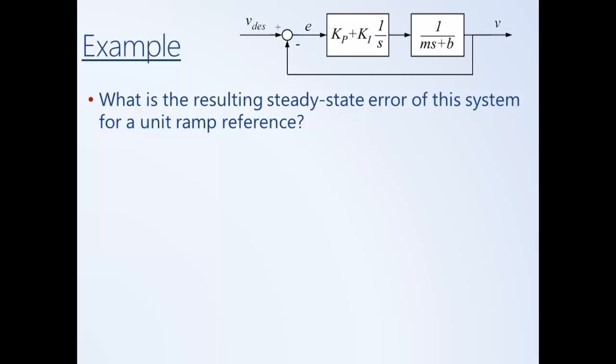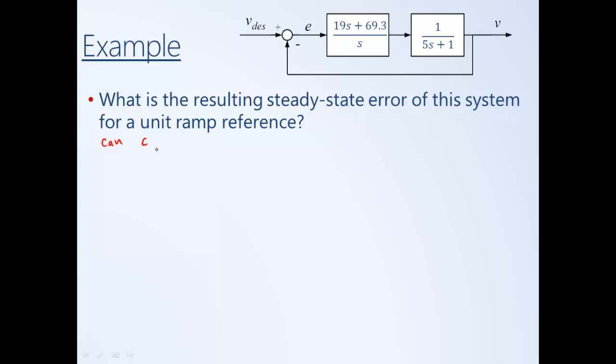So far we've discussed the effect of Kp and Ki on the transient response of our system. We may also want to design them to achieve a certain steady state behavior. So let's say that we want to know what is the resulting steady state error for a unit ramp reference. Okay, so plugging in our numbers, 5 for M and 1 for B, and plugging in the Kp we calculated and the Ki we calculated, this is the closed loop system we've designed for so far.